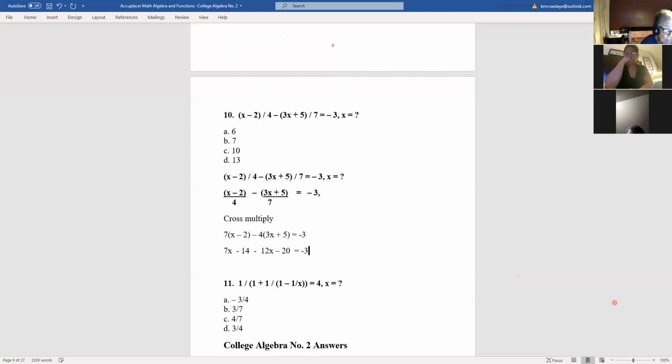You're going to combine like terms. So what do you get on the left side? What's a 7x and a minus 12x? Minus 5x. And if we add the minus 14 and minus 20, that's a minus 34. Equal to minus 3.